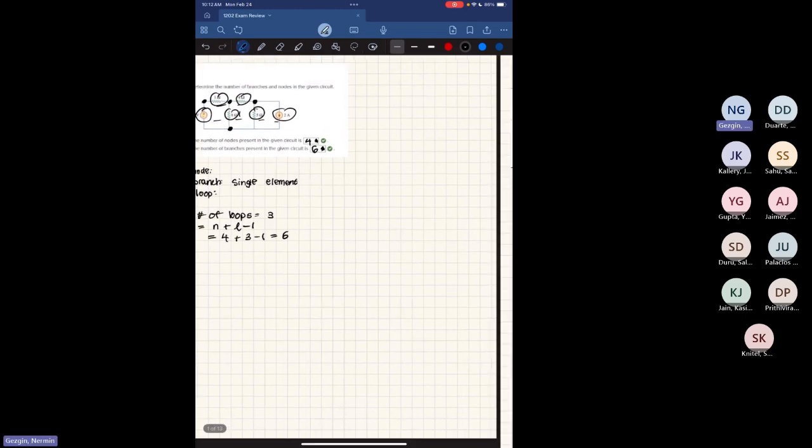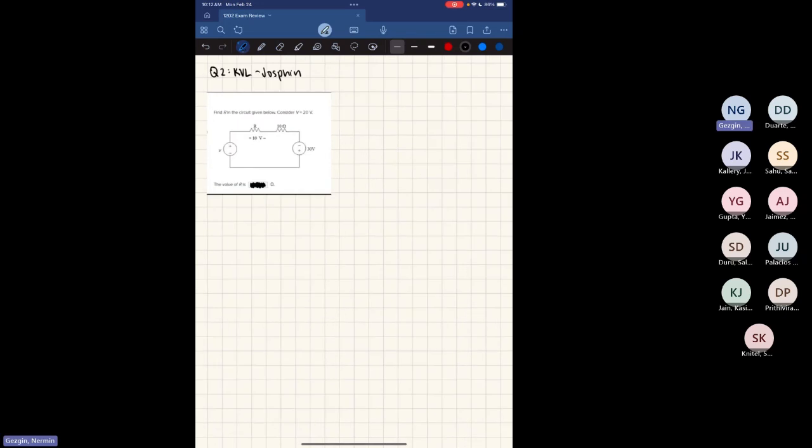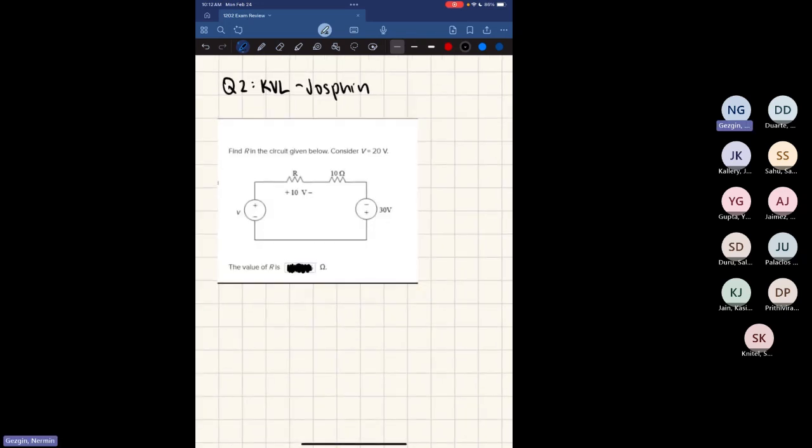All right, I'll move on to the next one. So here, I feel like this is actually a really important concept, knowing your KVL and KCL, because once you know that, a lot of the questions are pretty approachable. So for here, this is just a simple KVL problem. We are supposed to find R, and we have V equals 20 volts.